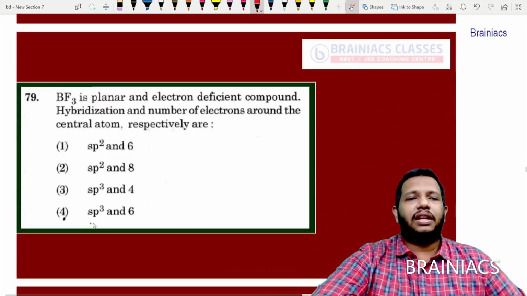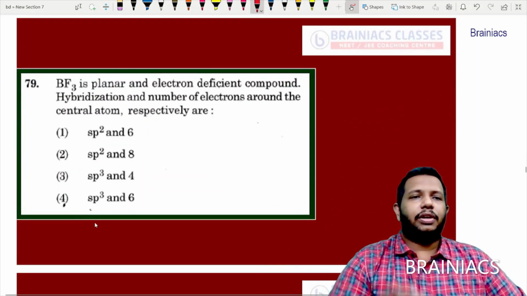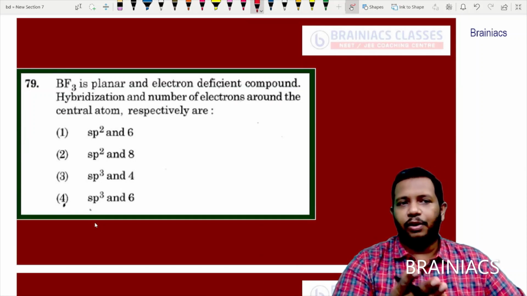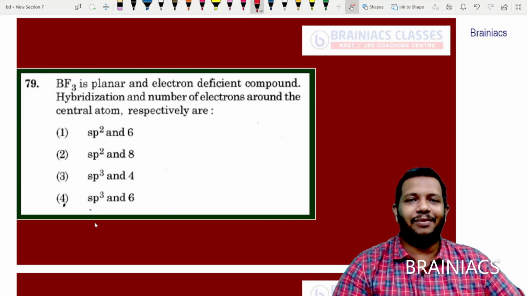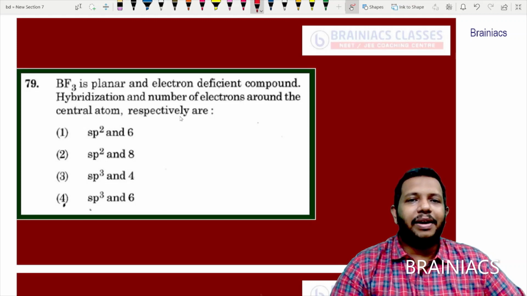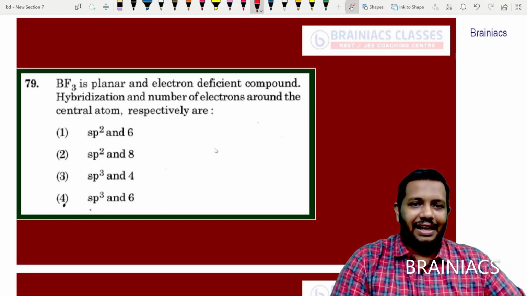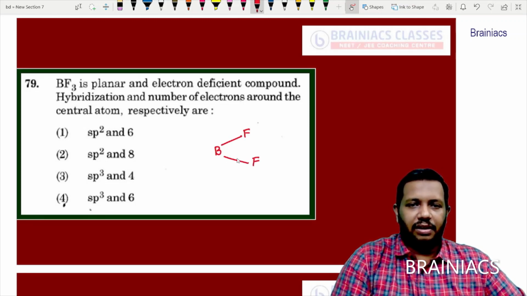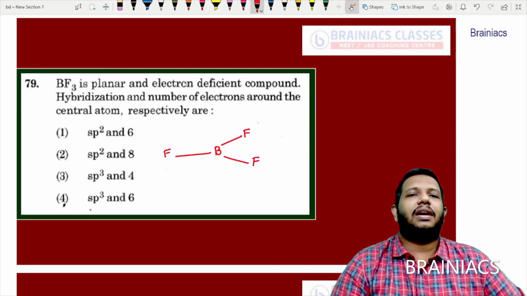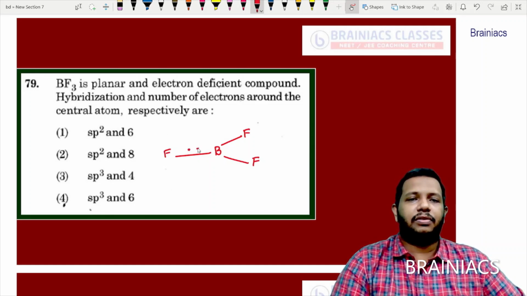Now let's go to the next question. Go through the question. BF3 is a planar and electron deficient compound. We know already BF3, correct? We have seen it in one of the match the following. Again, they are just asking you the hybridization and the number of electrons around the central atom. Since we already drew that, this is boron, this is fluorine, and we can draw the planar structure of boron trifluoride. We know it's electron deficient. Why? Because there are only 6 electrons around the boron atom.